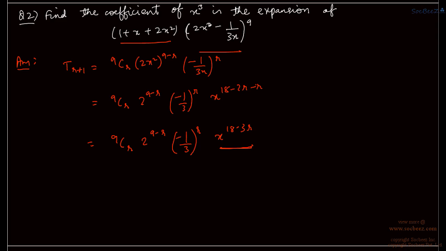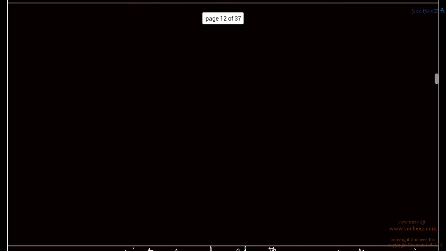But we see that we have x and x squared, which will never give x cube when multiplied with some other x power that is a multiple of 3. So it should only be the first term which should be multiplied, and hence this part should correspond to x cube. So x power 18 minus 3r is x cube. That means 18 minus 3r is equal to 3, or r is equal to 5.